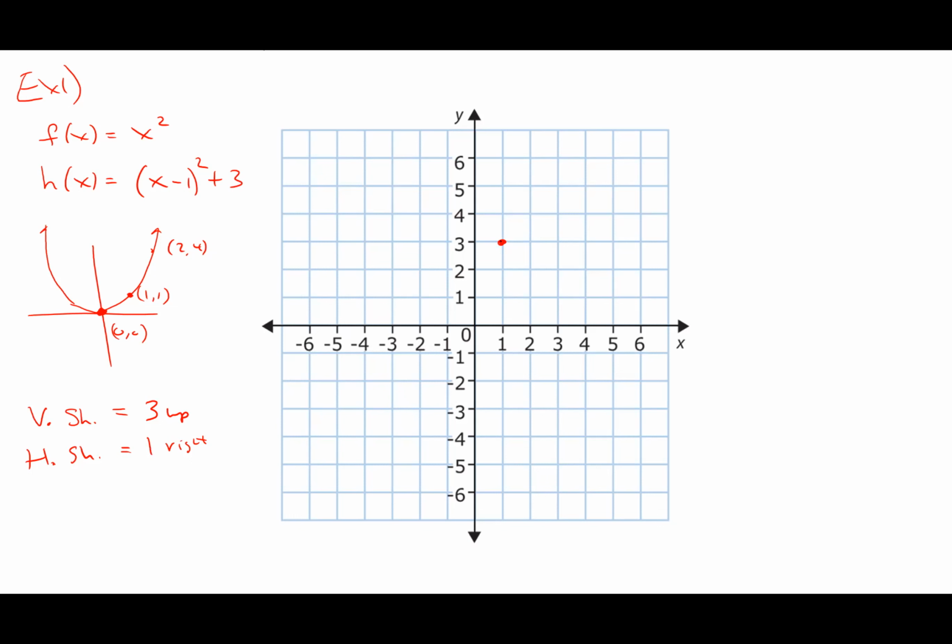So 1, 1 is going to do the same thing here. 1, 1 originally, which just goes 1, 2, 3 up, 1 over. 2, 4 originally. 1, 2, 3, 1 over. Are we good? Dylan. Where did you get the numbers for the vertical and horizontal shift from?